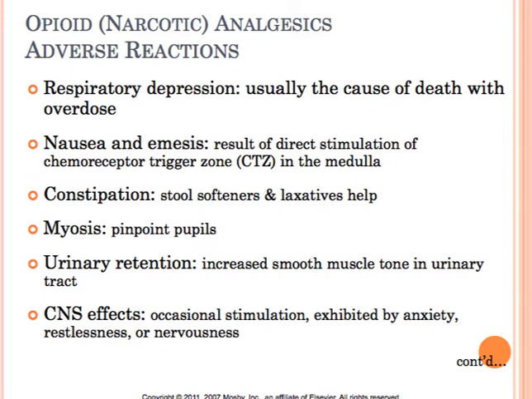Opioids can cause miosis, and that's contraction of the pupils in the eye. Opioids can increase the smooth muscle tone in the urinary tract and can cause urinary retention. And occasionally, opioids can produce CNS stimulation, which is kind of unusual, so that patient might feel anxiety or restlessness or nervousness.